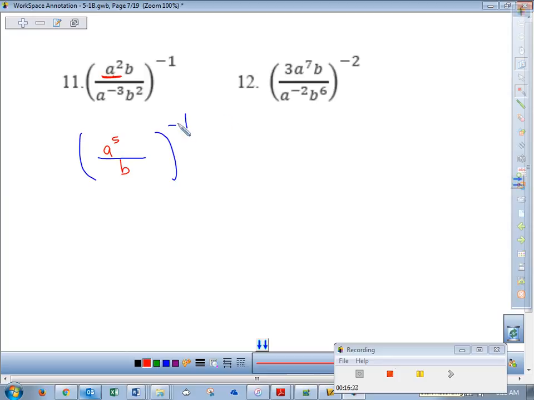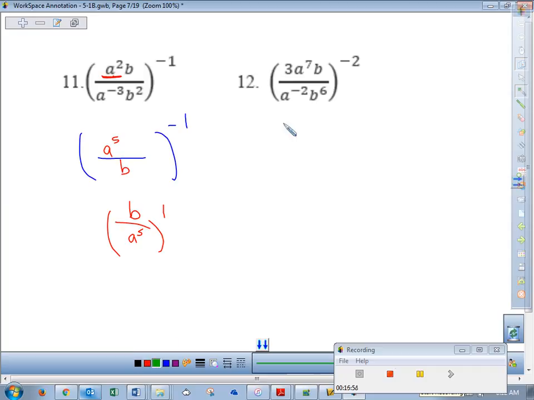Now I will use the negative part of my exponent right here, which means reciprocate the base. So wouldn't I get b over a to the 5th? And that would be raised to the positive first power, and that means I'm done. Cool? So let's do that on this one.